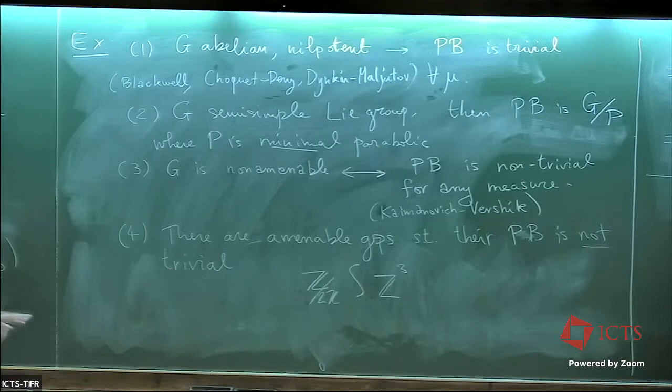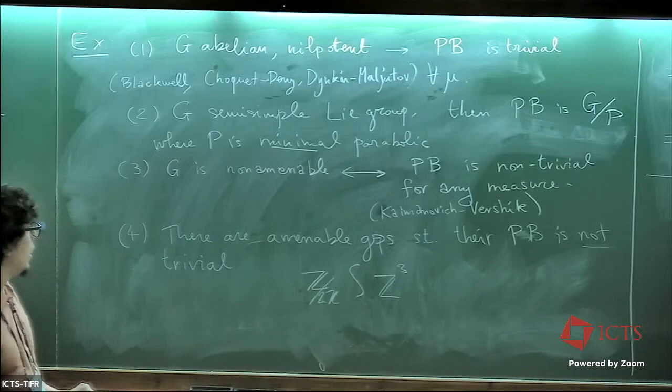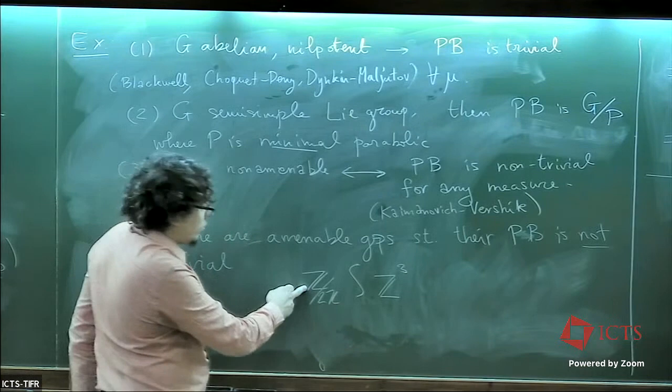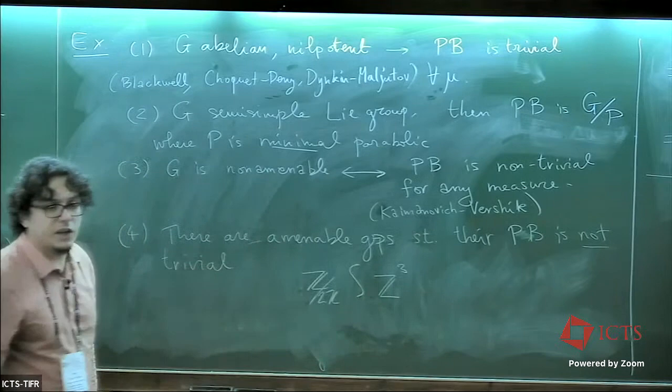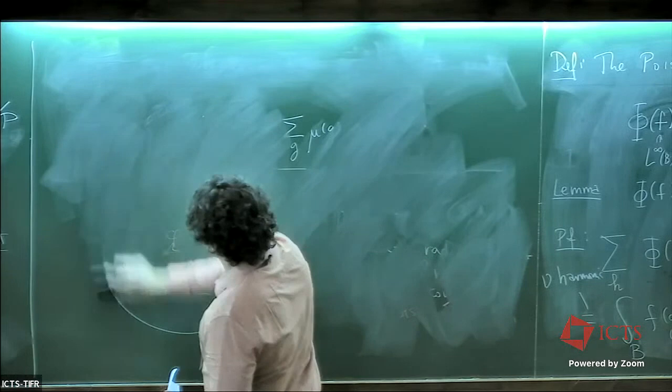Then there's more: if you allow yourself more complicated measures, then things get very interesting on non-amenable groups. Yeah? Right, so you can replace this by any finite group. I think Kaimanovich and Vershik basically already give the idea. Otherwise, there's a survey by Erschler that discusses all this, the ICM address of Erschler. Very good.